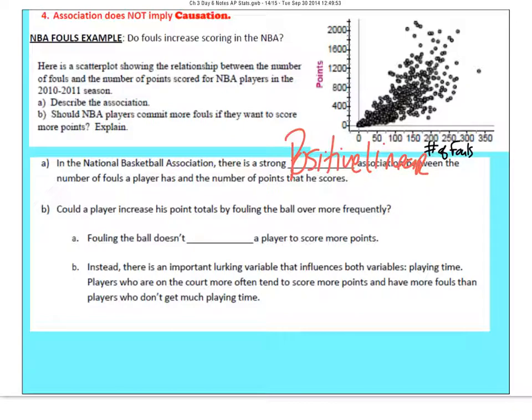So you have to be cautious. Fouling does not cause the player to score more points. Instead, there is an important lurking variable that influences both variables, the play time. Probably the more time you play, you might have more fouls and you might have more points. It says here, players who are on the court more often tend to score more and have more fouls than those who don't. So really, the number of fouls will not cause your points. It's maybe your play time that may cause you to have more points.